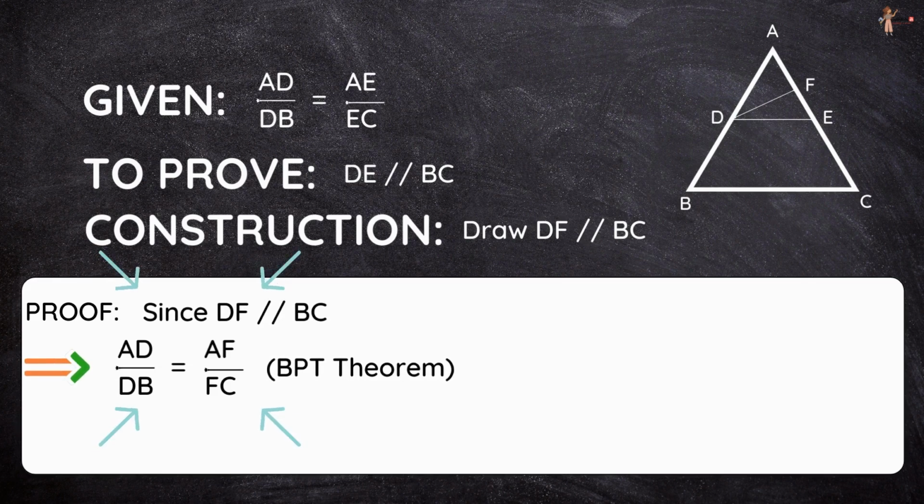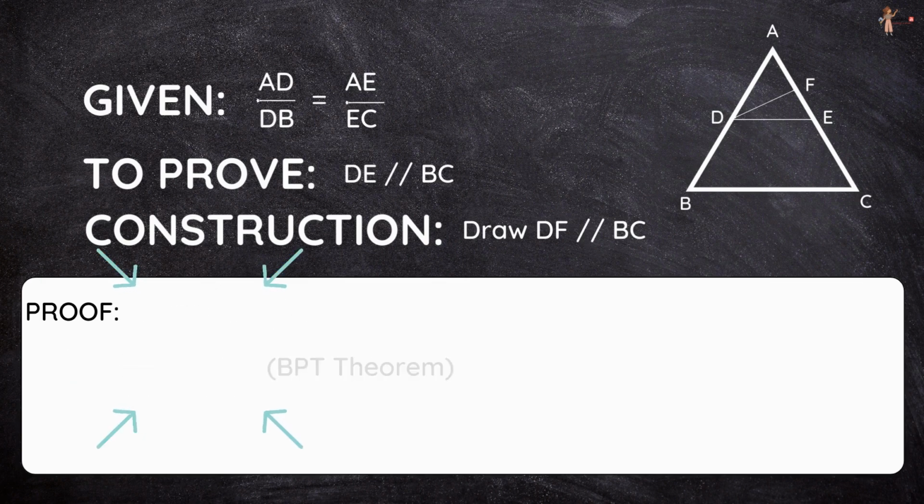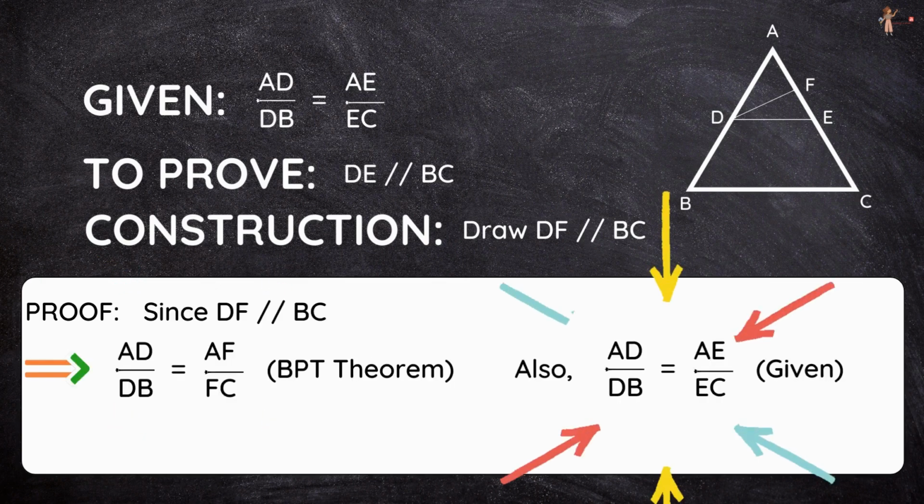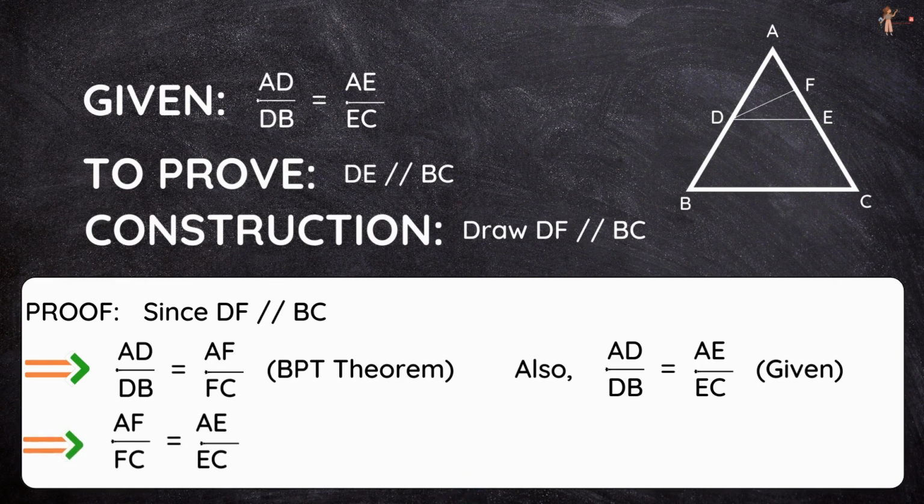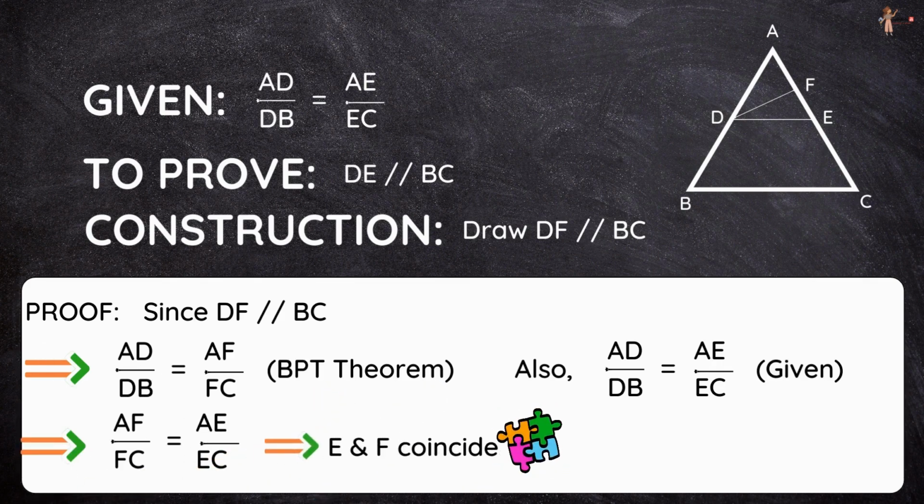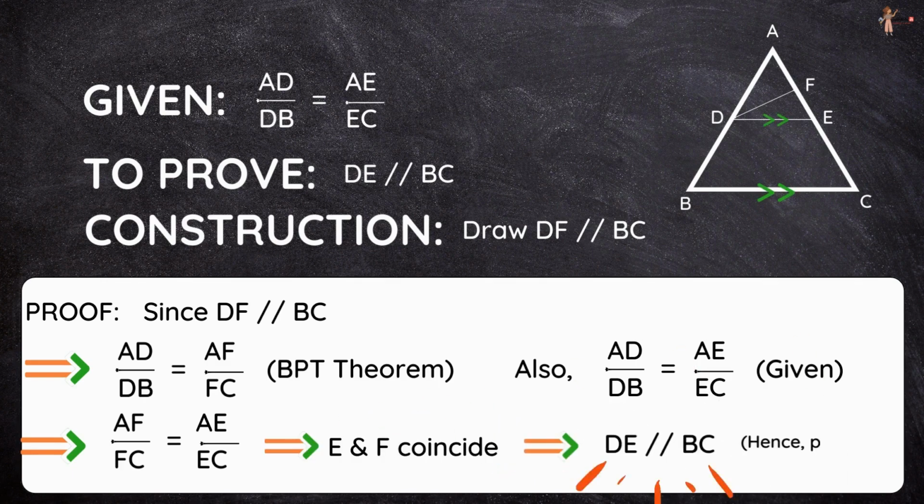Now, since DF is parallel to BC, according to the BPT theorem, AD upon DB would be equal to AF upon FC. But we are given that AD upon DB is equal to AE upon EC. So that means AF upon FC would be equal to AE upon EC. Now, when is this possible? Only when E and F coincide. Therefore, DE is parallel to BC.